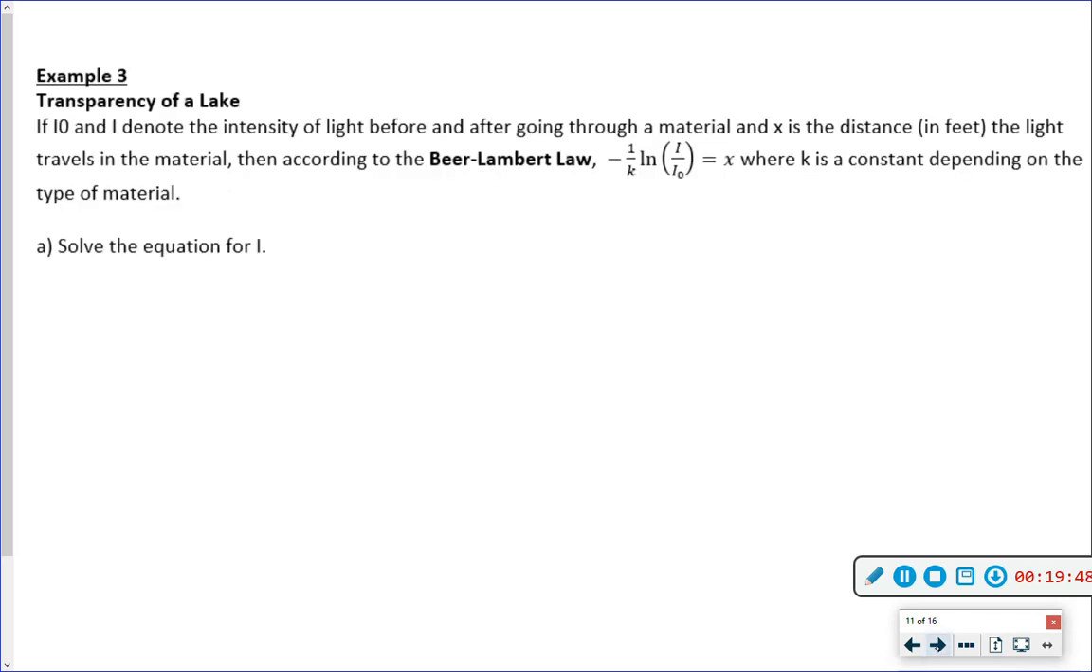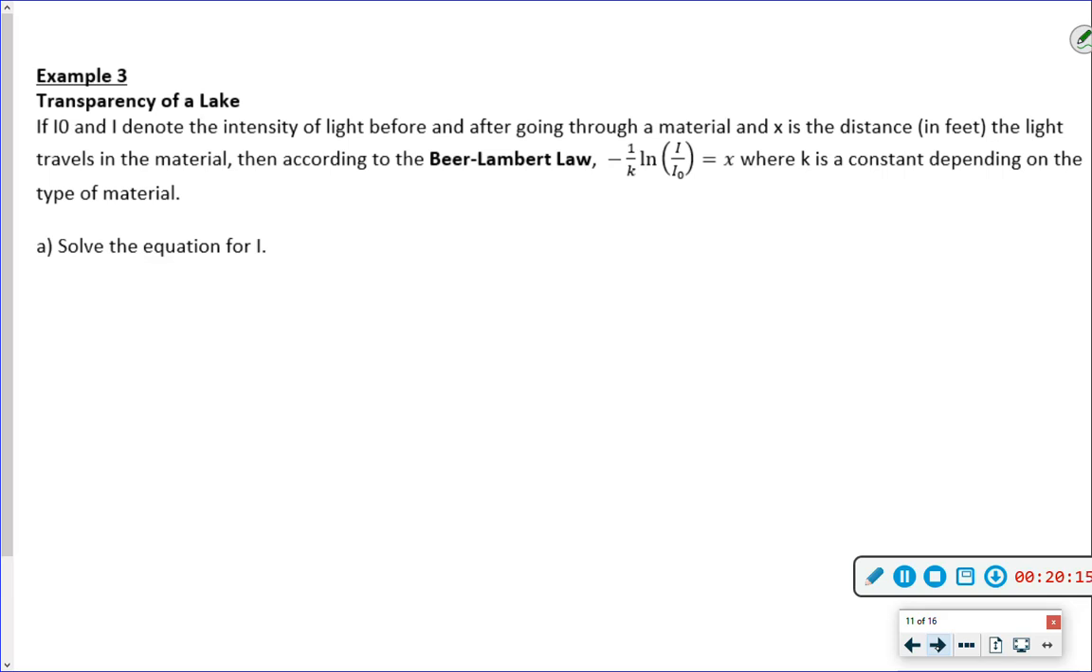Here we go. Transparency of a lake. Let's do it. If I0 and I denote the intensity of light before and after going through a material, and x is the distance light travels, then the very lovely Beer-Lambert law applies, where k is a constant depending on the type of material. Whew, okay, makes my head hurt. Solve the equation for I. Oh, thank God, something mathematical. I can solve for I.